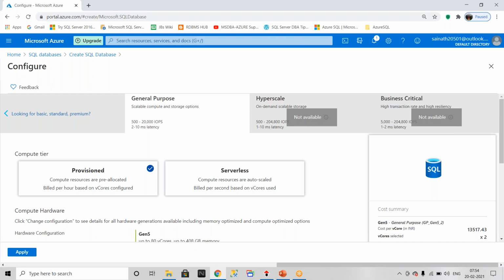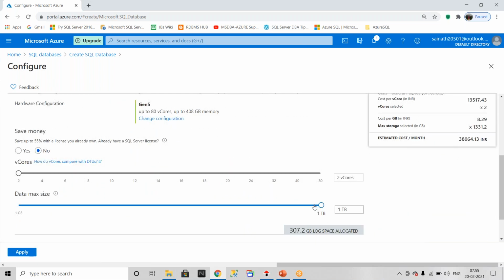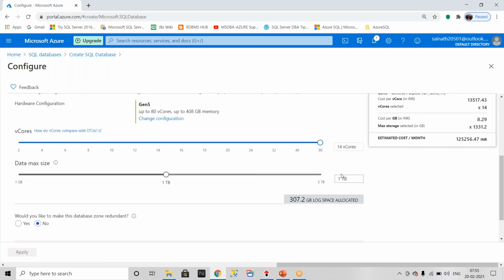You need to see the price as well, right? The cost. Yes or no? When you go to General Purpose, maximum you can select 80 vCores and your database size will be 4 TB.